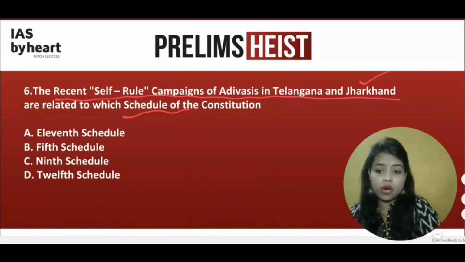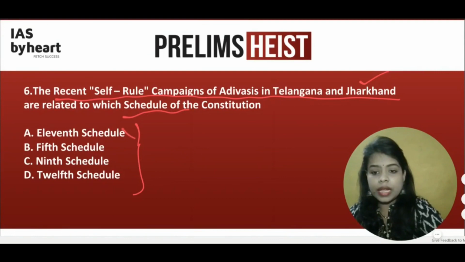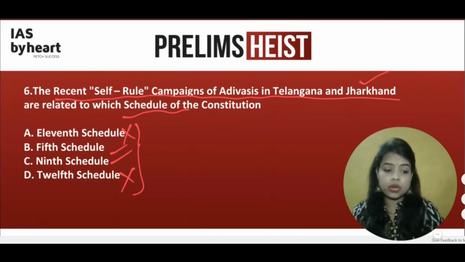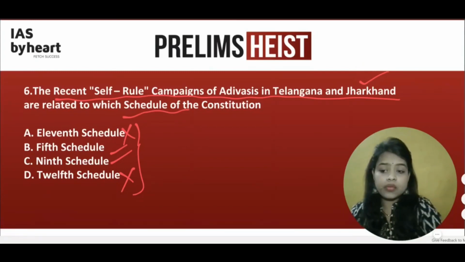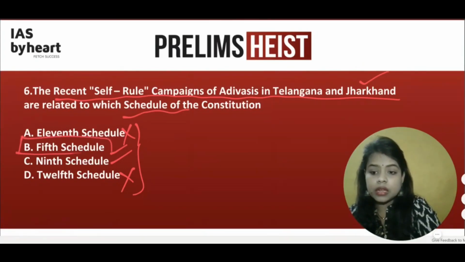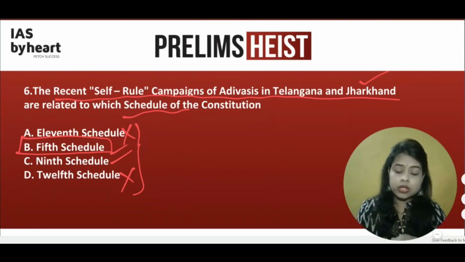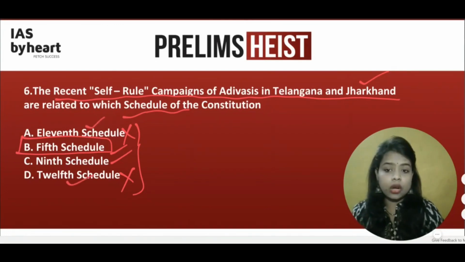Now coming to the options. If you know what the 11th schedule and 12th schedule are, you will directly eliminate them. So the direct confusion is between the 5th schedule and the 9th schedule. You know that the 9th schedule includes things which are kept haphazardly, like an umbrella. And the 5th schedule is something which talks about the scheduled tribes. Scheduled tribes are talked about in the 5th and 6th schedule. I didn't even give the 6th schedule option here because it will become more complicated. But still, I have given the 11th and 12th schedule because you might get confused that the self-rule word is there.